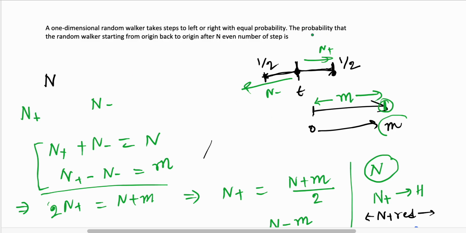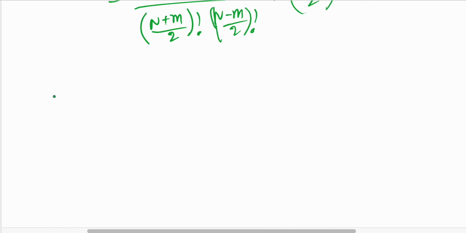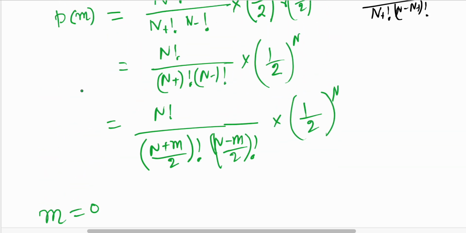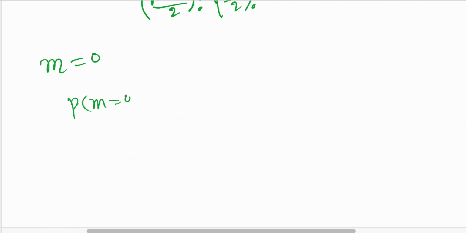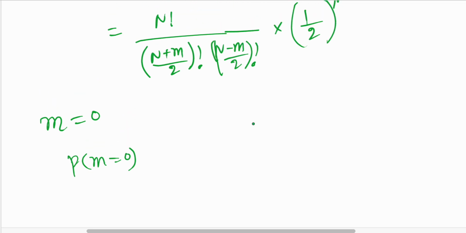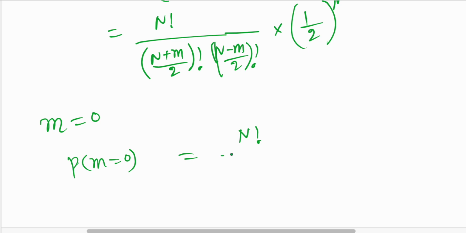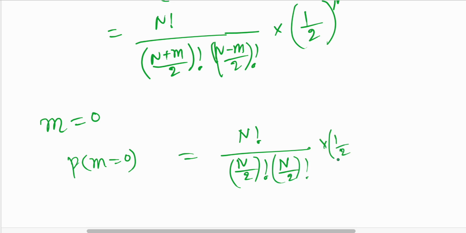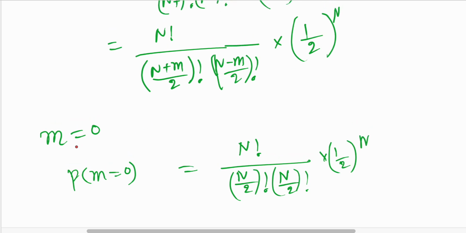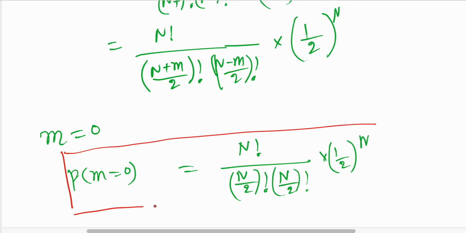Now it is asked the probability that a random walker starting from the origin actually comes back to the origin. He doesn't move a single step. That means what is that value? m is equal to 0. Now if I put m is equal to 0, what is the probability that he will again after n steps reach the origin? It is actually n factorial by (n/2) factorial (n/2) factorial into half to the power n.